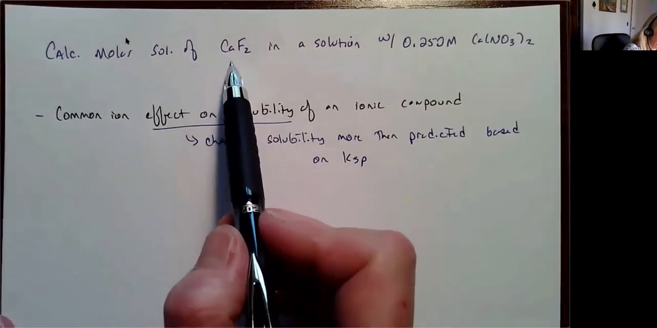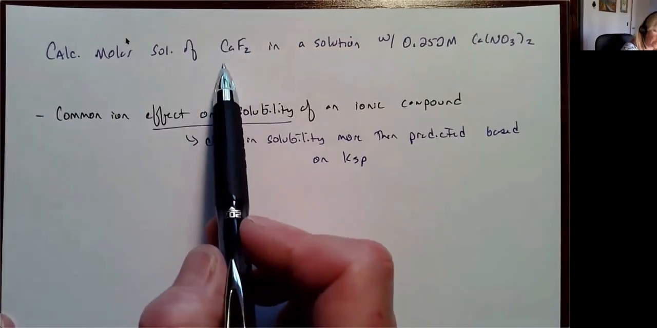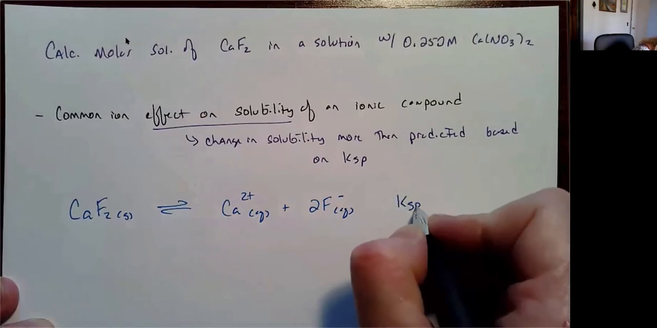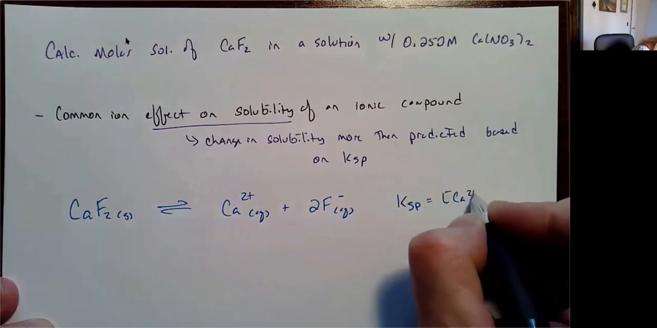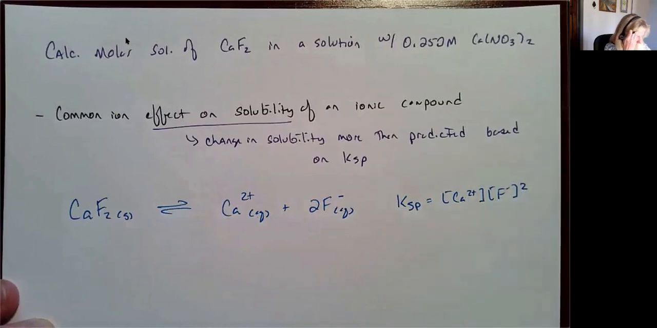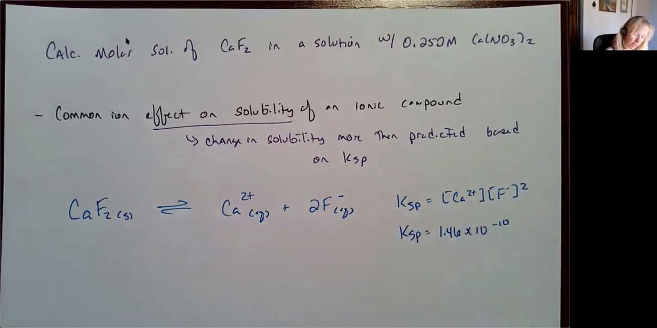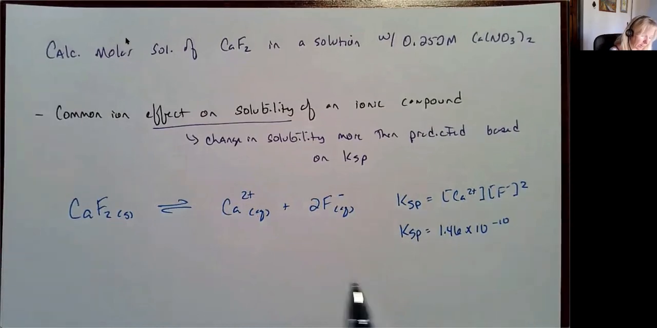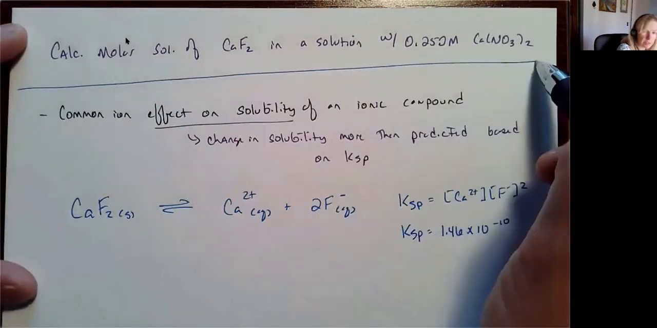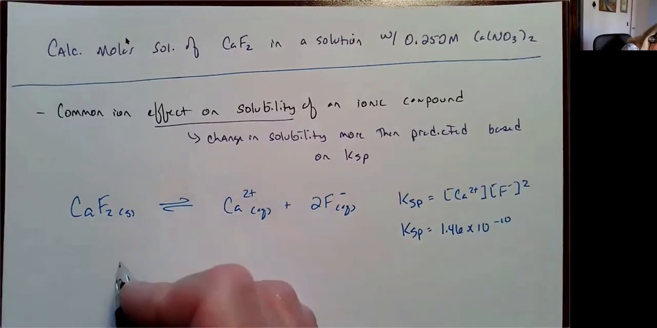If I have KF and I want to look at the solubility of calcium fluoride, if I just write that solubility, my KSP is going to be equal to calcium times fluoride squared, and I could look up this value. If I have a common ion effect, I could look at this and say, okay, I can calculate my molar solubility just based on pure water. Let's just do that. We'll come back to what's happening up here. So let's just calculate S first.